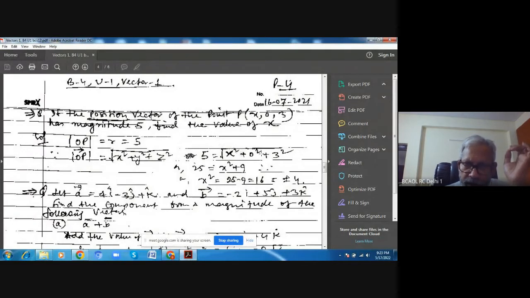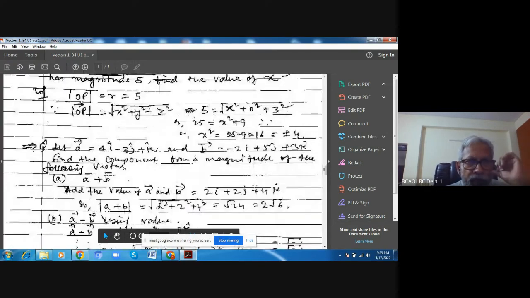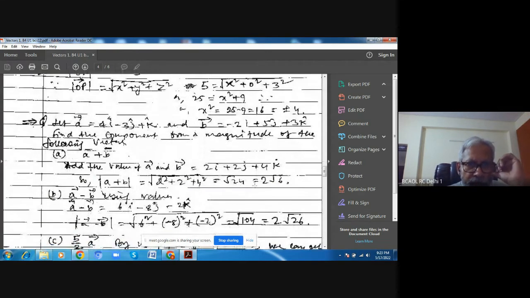I can put it here: x square, 0 square, and 3 square. This is the formula. If you square both the sides, then that is 25, and the square root vanishes, so 25 equals x square plus 0, which is nothing, plus 9. And finally you can get the x value. So this is the way you can see it.